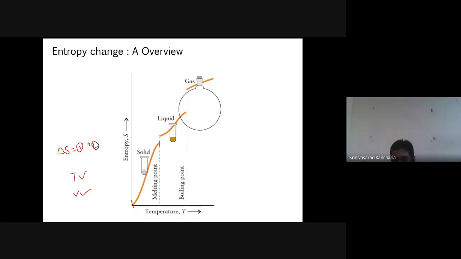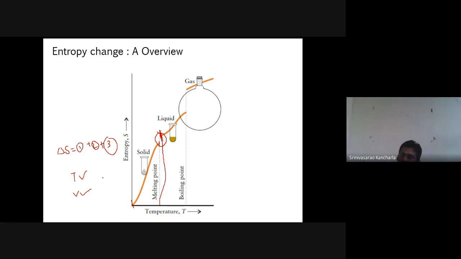And then at this point, where your temperature is slightly above the melting point, you also have to consider the entropy change due to the phase change, plus the entropy change due to phase change. Is that clear?